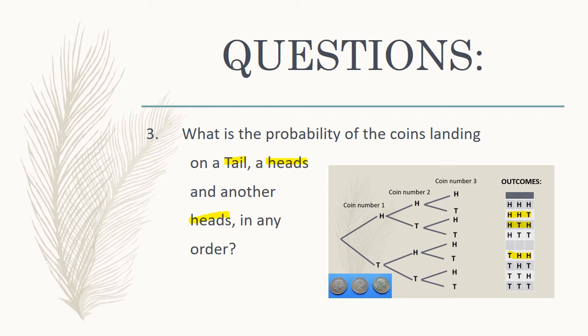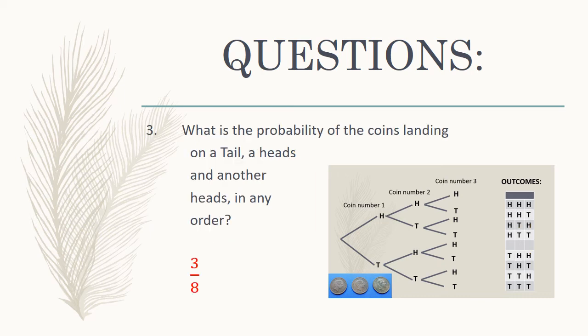2 heads and 1 tail. And I think that's it. 2 heads and 1 tail. Yes. So our answer should be 3 out of 8. Let's have a look. That's it. 3 over 8, and that cannot be simplified.